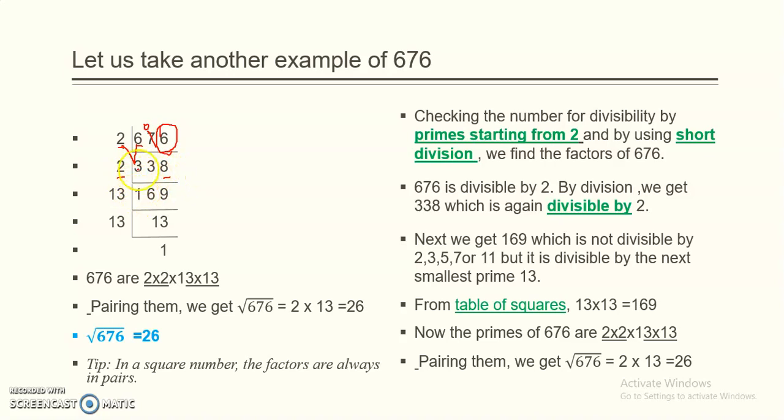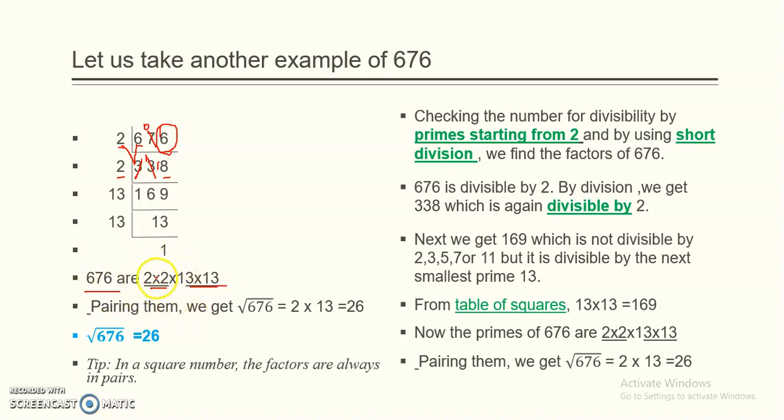Now 2 1s are 2, you are left with the remainder 1, 2 6s are 12, again you are left with the remainder 1, and 2 9s are 18. So you get the number 169. Now from the table of squares, the last tool or the fourth tool, you know that 13 square is 169, or 13 into 13 is 169. So here we are with the prime factors of 676, that is 2 into 2 and 13 into 13.